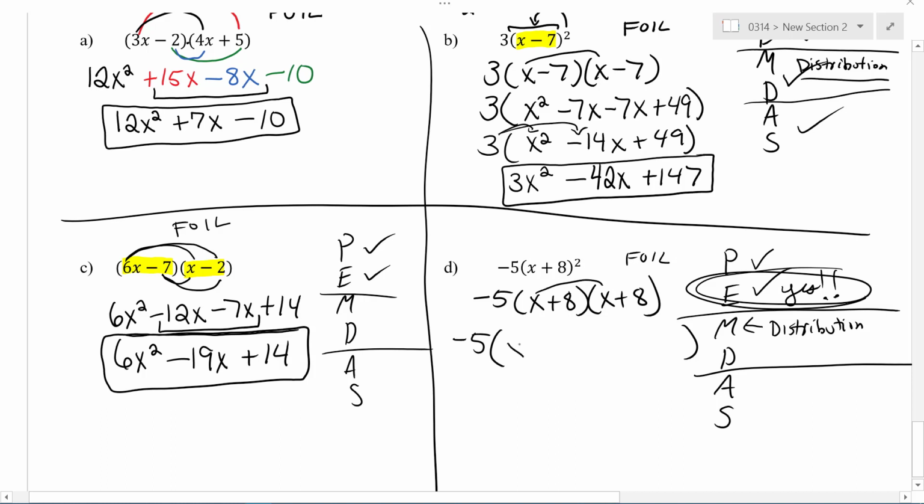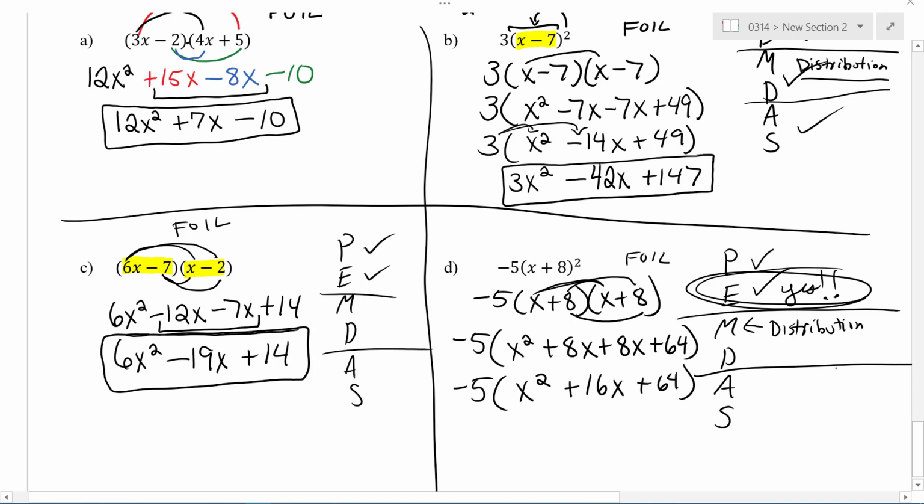First times the first, x squared. Outer times the outer, I get a positive 8x. Inner times the inner, I get another positive 8x. Last times the last, I get a positive 64. Combine our like terms. 8x plus 8x is a positive 16x. Okay, then I'm going to get to my next phase, and that's multiplication and division, which includes distribution. So now I can multiply in that negative 5.